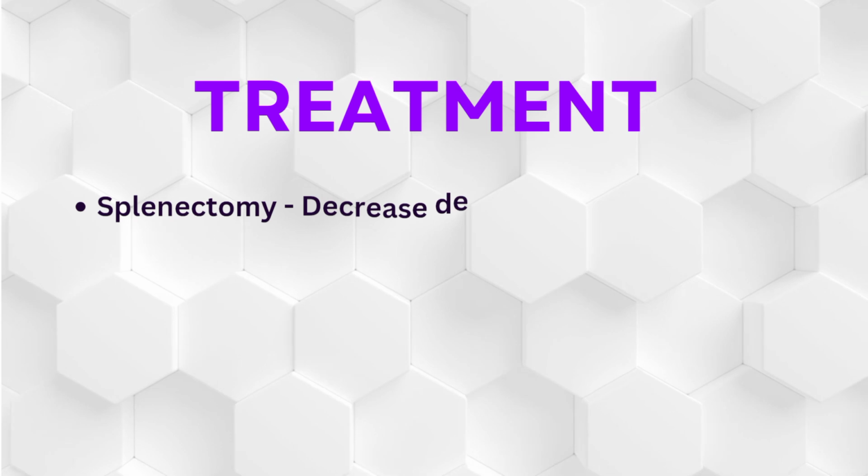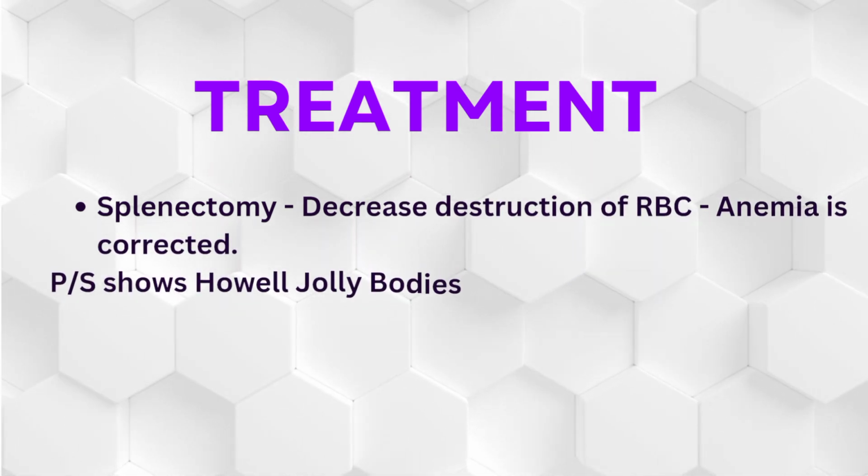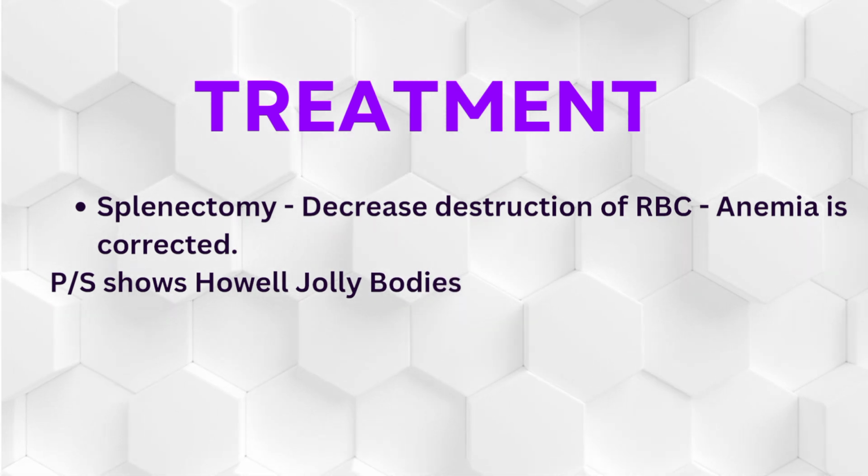Treatment. Splenectomy, decreased destruction of RBC in spleen and thus anemia is corrected. Because of splenectomy, peripheral smear shows Howell-Jolly bodies.